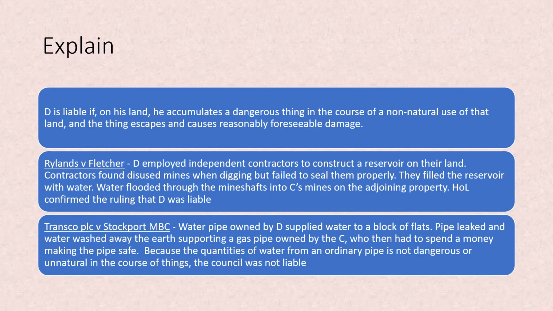So we shouldn't be too bogged down in defining the law. We want to focus on our explanation for AO1 and our application for AO2 and 3, really, the extended application. So we should focus on explaining and applying. So to explain the law, a defendant is liable in Rylands and Fletcher torts if on his land he accumulates a dangerous thing in the course of non-natural use of that land and the thing escapes and causes reasonably foreseeable damage. So that's an overview. And of course the two key cases we can use are Rylands and Fletcher and Transco, as illustrated on the screen, but also in the explanation video.